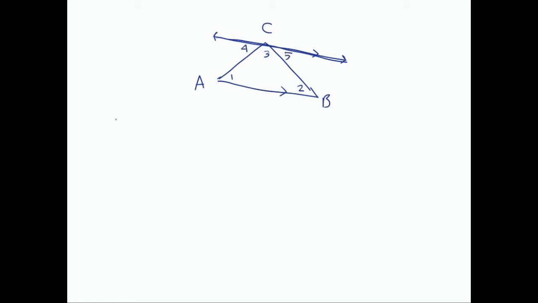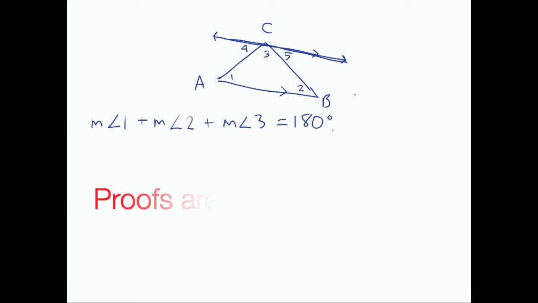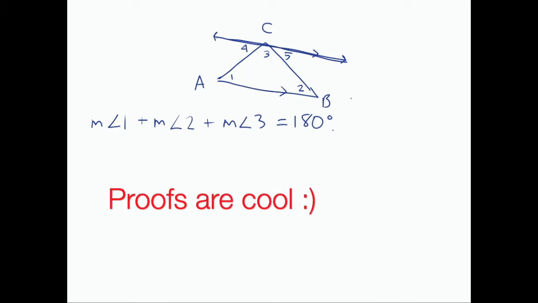So we are trying to prove that the measure of angle 1 plus the measure of angle 2 plus the measure of angle 3 equals 180 degrees. Now, I'm going to go through this proof with you. I will not expect that you will be able to recreate this proof. I just think it's something cool. It's worth looking at. We try to understand the reason why we do things.